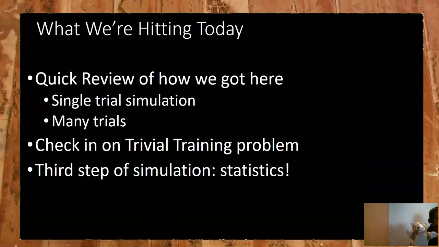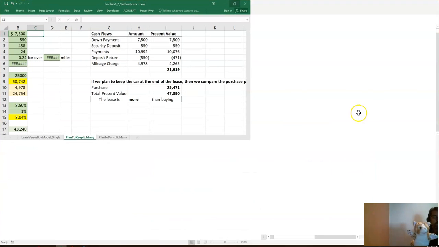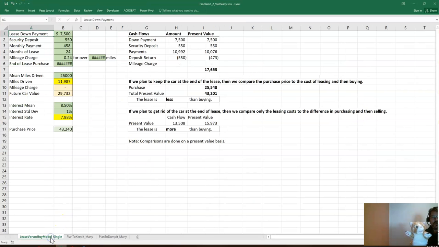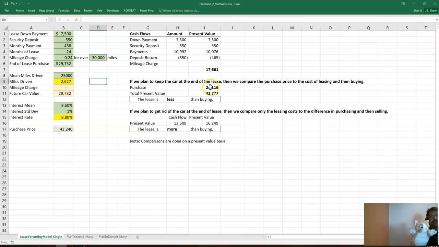The second problem we looked at was leasing or buying a car. And we had, again, the single trial. And we looked at it two ways. Are you going to keep the car no matter what? Lease it, then buy it, versus buying it and keeping it? Or are you going to get rid of it? Lease it, give it back, or buy it and sell it? And those were a little bit different models. So that's the single trial model for both of those.